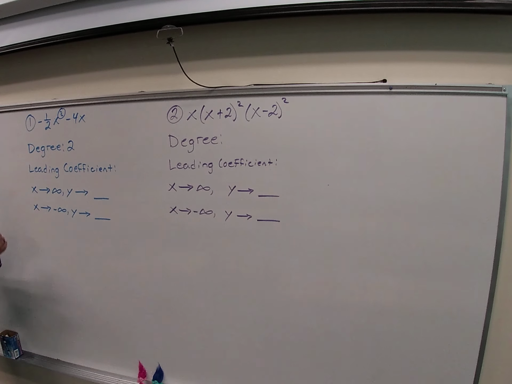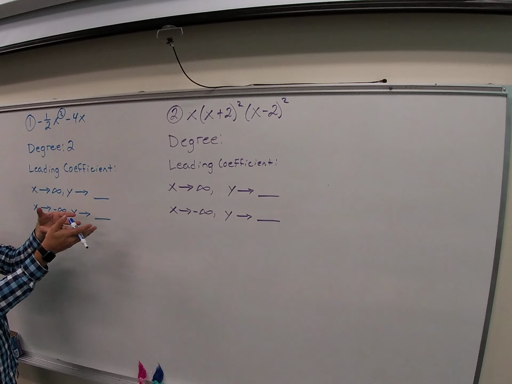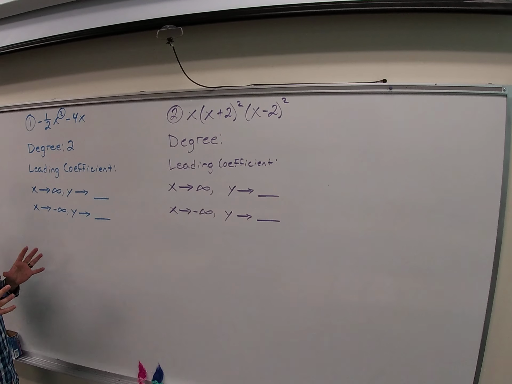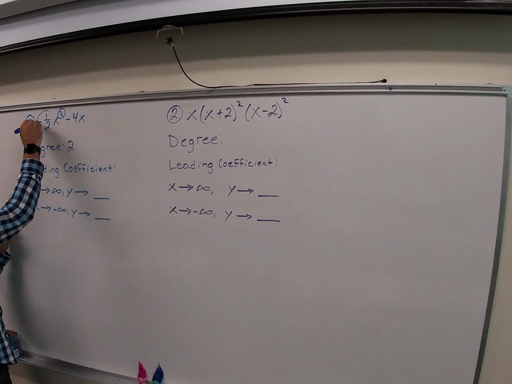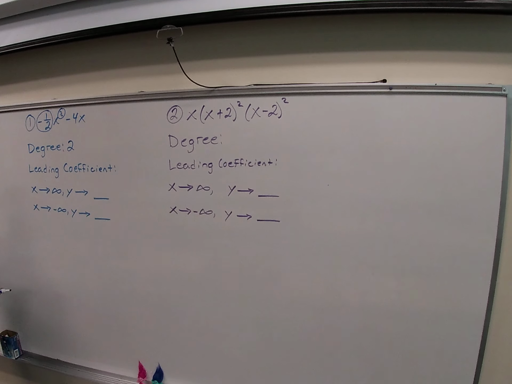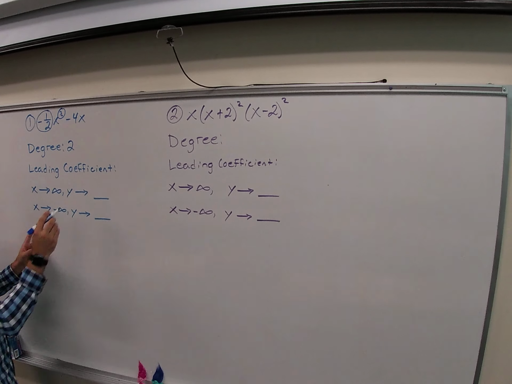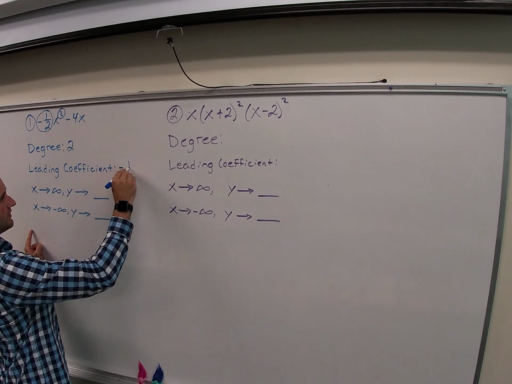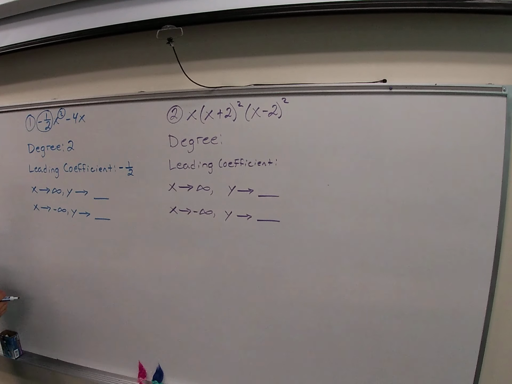Now, what about leading coefficient? So you need to find the degree first so you know what the leading coefficient is. The leading coefficient is not necessarily just the number that's out in front. The leading coefficient is the number that is out in front of your variable. Then, so in this case, our leading coefficient is going to be negative 1/2.